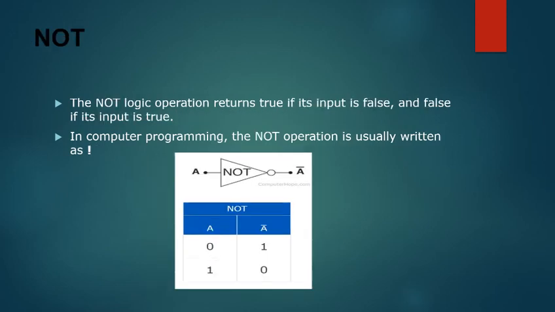The next type is NOT. As the name suggests, NOT, that is negation. The NOT logic operator returns true if the input is false, and the output is false when the input is true. In computer programming, it is usually written as an exclamation mark.